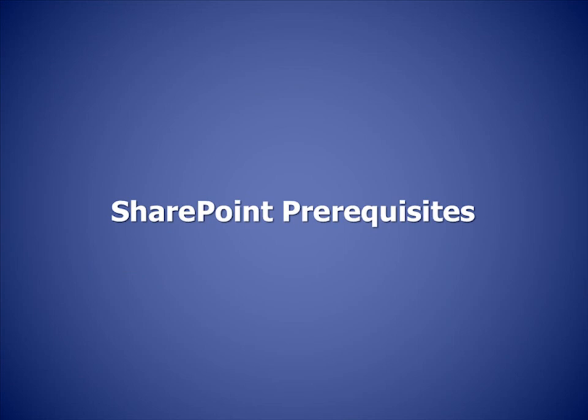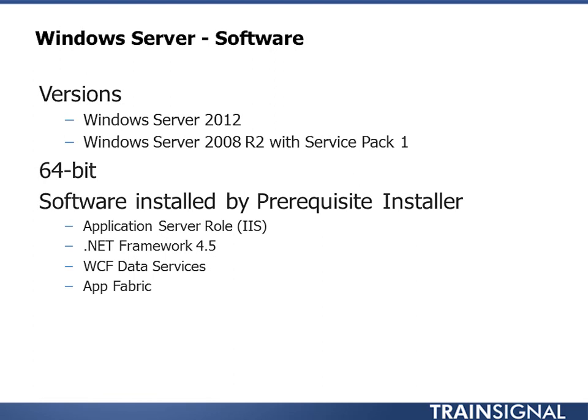But first up, let's talk about the different prerequisites that we're going to have in order to install SharePoint. First of all, from the software side of things, we're going to need to have Windows Server 2012 or Windows Server 2008 R2 with Service Pack 1. Keep in mind that regardless of which version you choose, it does need to be 64-bit.